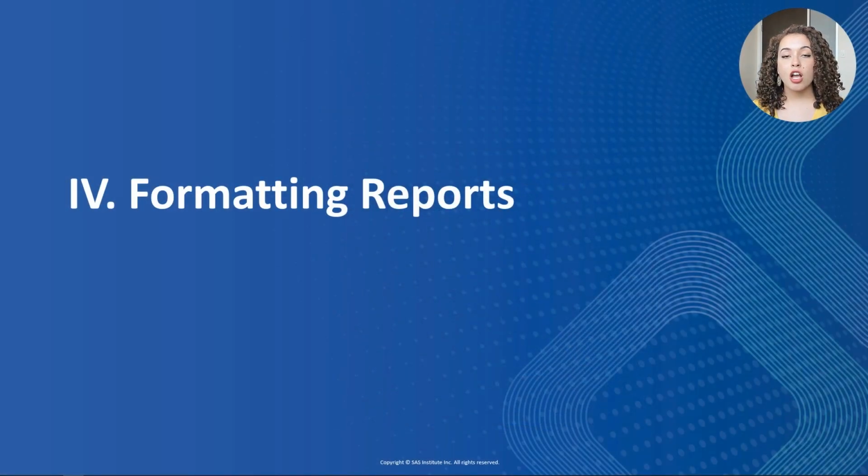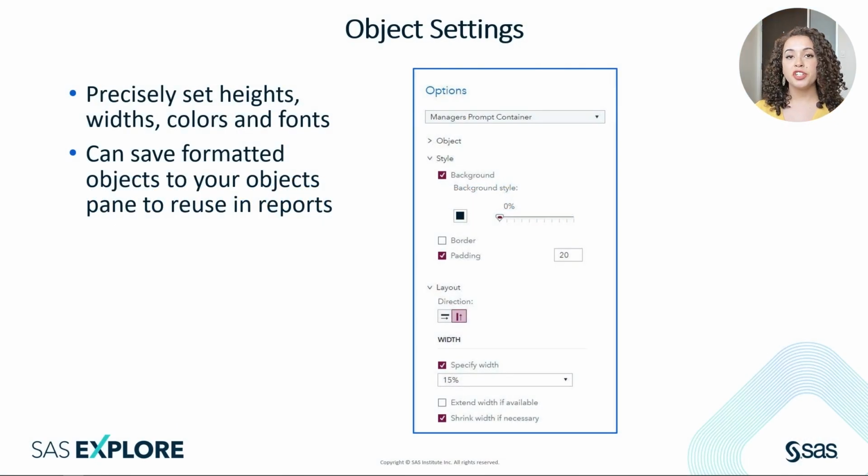Now lastly, let's talk about formatting our reports. We have a lot of options for formatting our reports. For example, we could choose a theme for our report among available themes that include different color palettes, font types, etc. However, you can also go in and format individual objects in the options pane for your objects. This is where you can go to precisely set heights, widths, colors, and fonts. And if you find some settings that you really like and you want to use those in the future, you can actually save your formatted objects to your objects pane to reuse in the same report or in different reports.